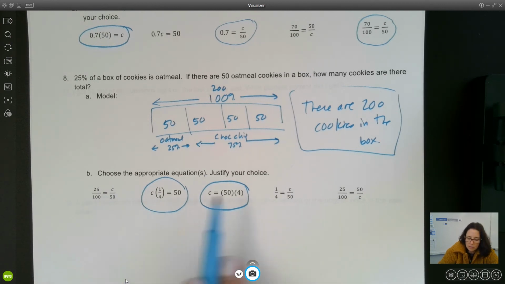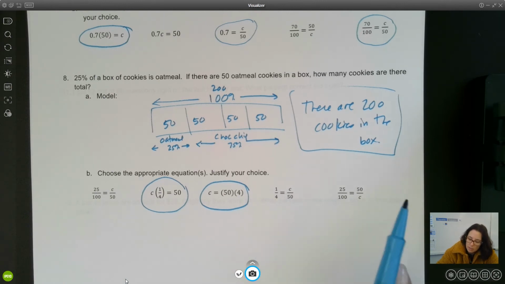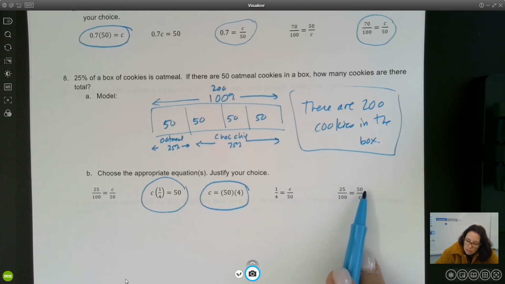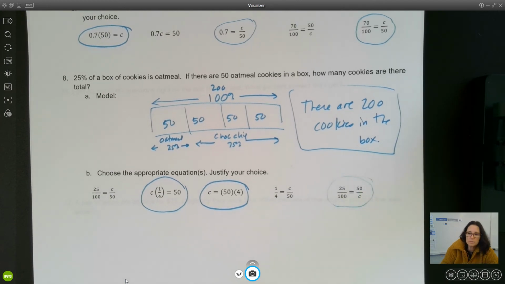So if this isn't good, guess what? This isn't good. Okay, 50 cookies is 25% up on the top. That's looking good so far. And we're looking for the total in the box. That one works.